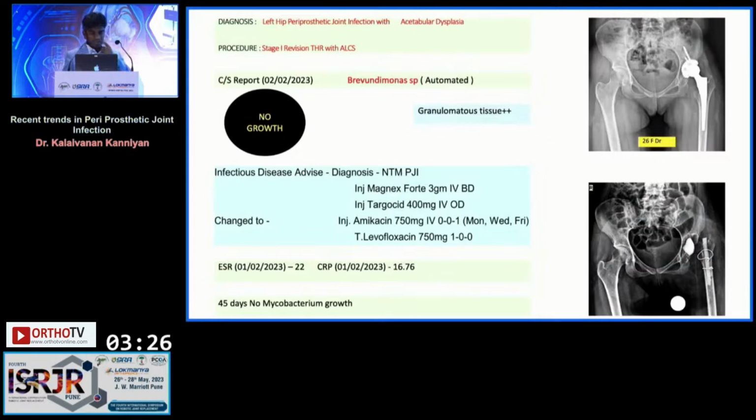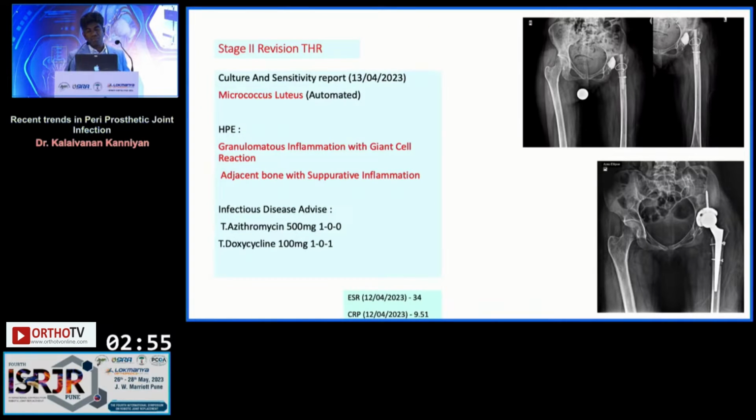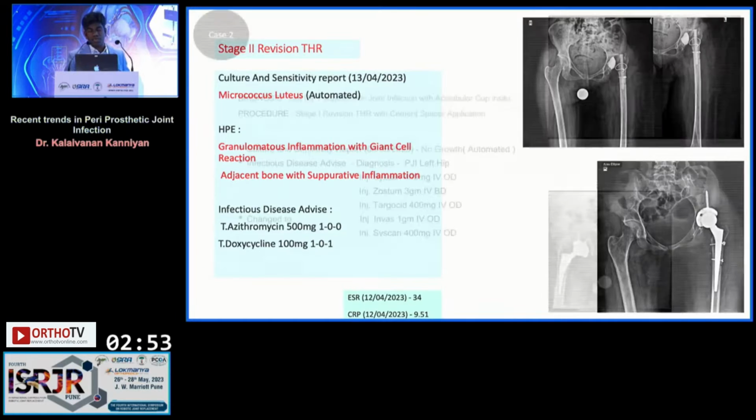This is one example where there was no growth. This young lady doctor had a hip that got infected. We took her for a two-stage. During the first stage, there was no organism. Our MALDI-TOF showed a new bug, but most of the time we give importance when the same bug is grown in manual as well as automated culture. The histopathology was a granuloma reaction. Again, ID consultant opinion was taken, and for this lady we started second-line TB drugs. She did well, and we revised the failed implant.